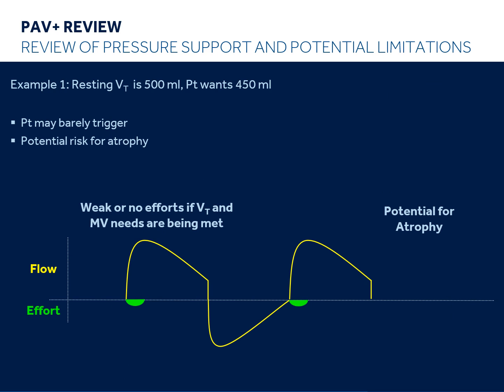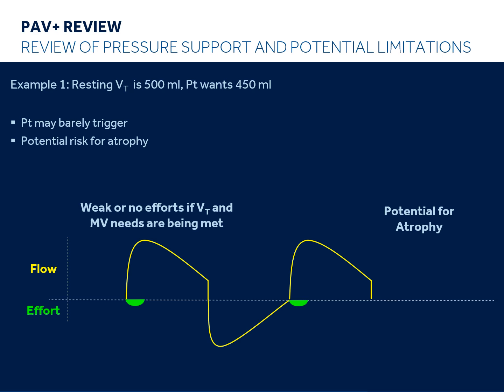Now let's have a look at an example of how a patient's respiratory center may interact with pressure support ventilation. In this case, based on the pressure support level set and the patient's respiratory mechanics, a weakly triggered breath, or even an auto-triggered breath, is providing a resting tidal volume of 500 mils. Now let's say the patient's respiratory center is only targeting a 450 ml breath. Even with an effort well below normal, the tidal volume demands of this patient are being met.